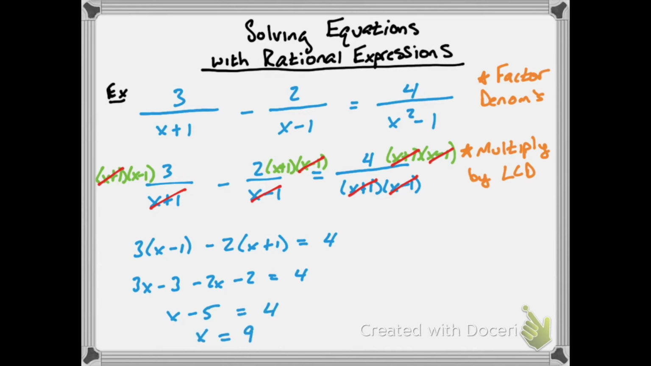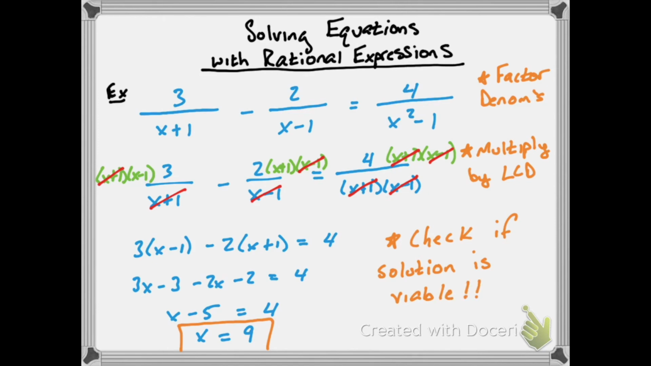At the end of these problems, we always want to make sure that our solution is viable. So we want to go back up and make sure that when we plug in 9, we end up not dividing by 0. In this situation, the only values that would not work are positive 1 and negative 1. Therefore, 9 works as a solution.